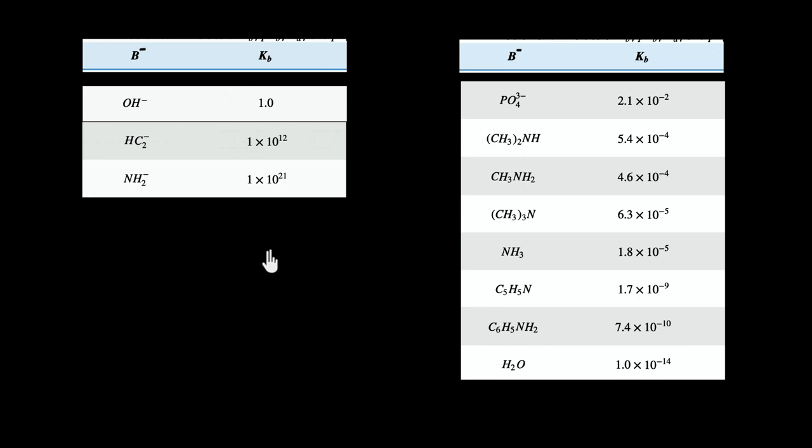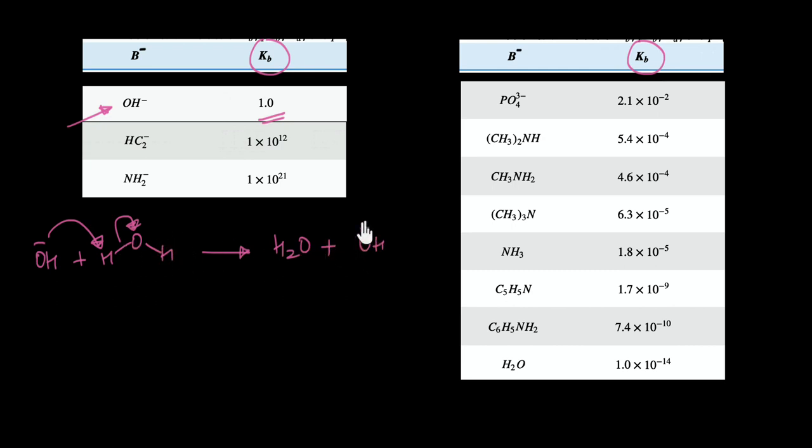Let us now take a look at the KB values of a few bases. So we have our hydroxide ion out here that has a KB of 1. Now, this is a really nice number, right? If I add hydroxide to water, and this hydroxide abstracts the proton from water, then what will I get? Well, I'll get water and I'll be left with another hydroxide ion, right?